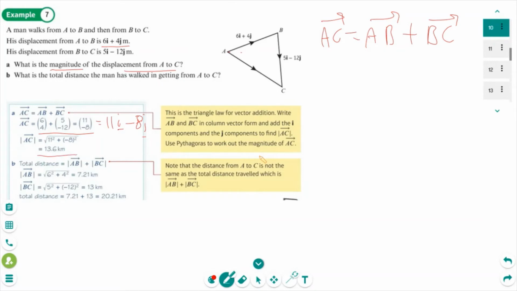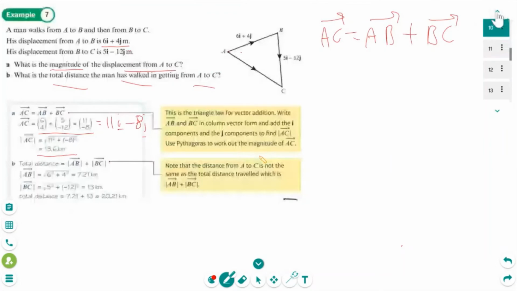Part B, the total distance the man has walked. So the distance the man has walked is actually the distance A to B plus the distance B to C. So you want to work out the magnitude of the vector AB plus the magnitude of the vector BC. You just do Pythagoras on the vector A to B separately, Pythagoras on the vector B to C separately, and then you add the two values together. That will give you the distance walked by the man. That's it, really.